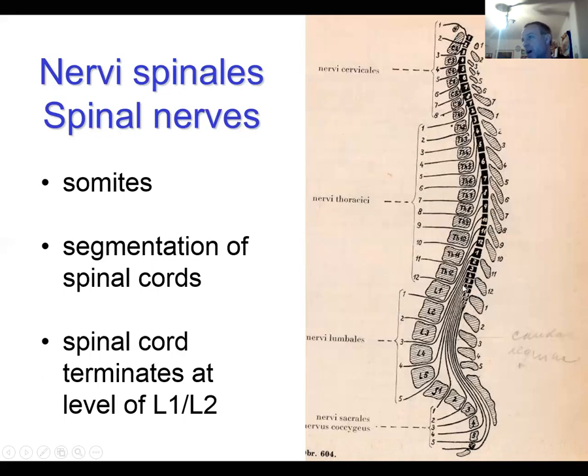The segments are moved cranially. Where is which segment located directly? We will talk about this later in the spinal cord. Just now, remember, from L1, within the vertebral canal, we find only spinal nerves, and we call this bundle of spinal nerves cauda equina, the tail of a horse.